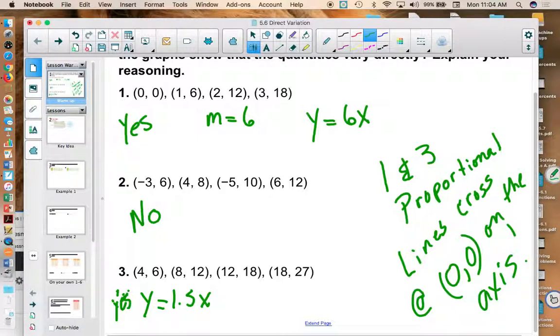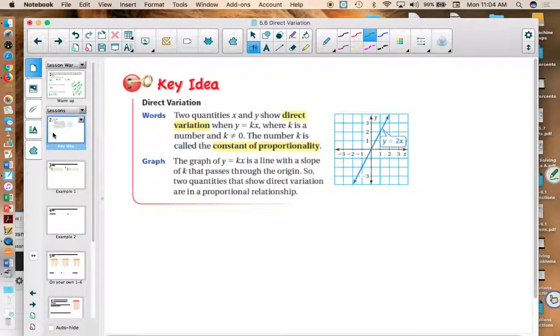Okay. Any questions so far? Okay, well let's look at my definition. Because if you look at our goal today, you will use a formal definition of direct variation. Here's my definition. Two quantities, x and y, show direct variation when y is equal to kx, where k is a number and it cannot be 0. It can't be a 0. The number k is called the constant of proportionality.